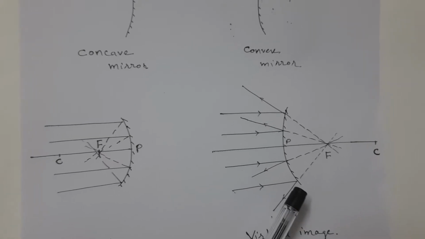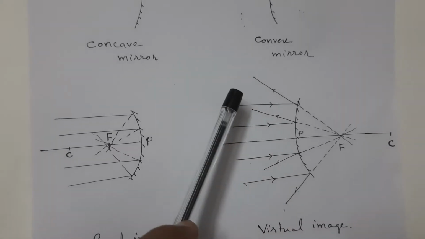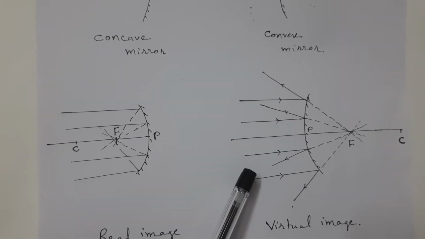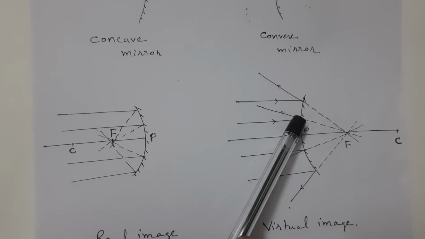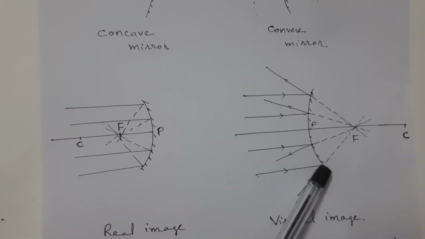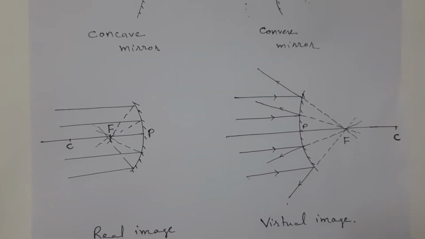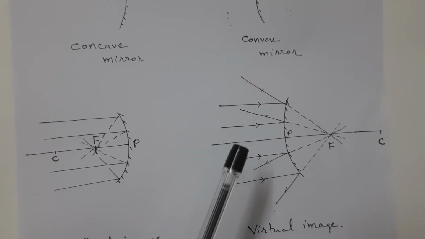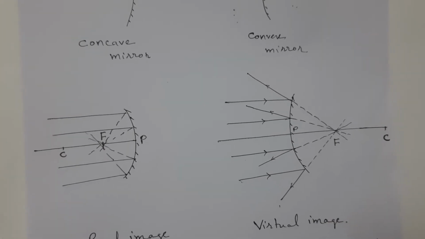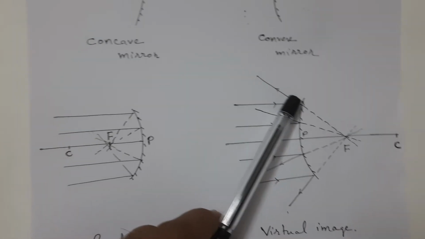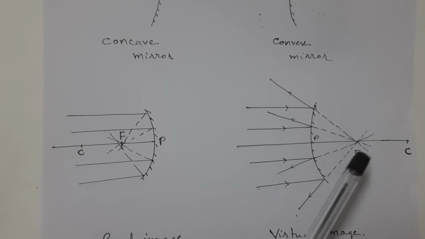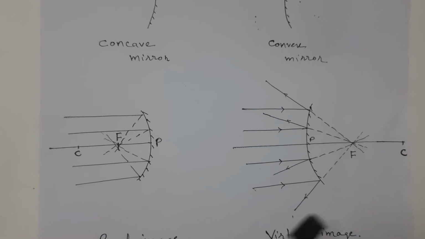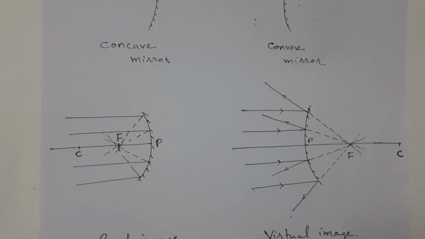The other one is the convex mirror. In the convex mirror, you see the rays that are coming parallel to the axis. Now these rays are getting diverged after undergoing reflection from the reflecting surface of the mirror. They do not meet. They will meet only if I extend them on the other side. So when they are extended on the other side, they meet at a point behind the mirror, and that particular point we call the principal focus.